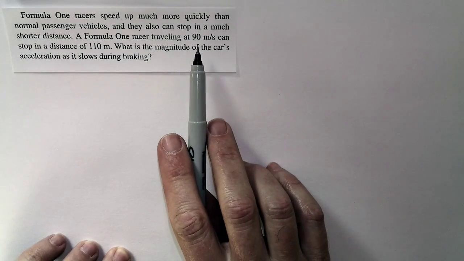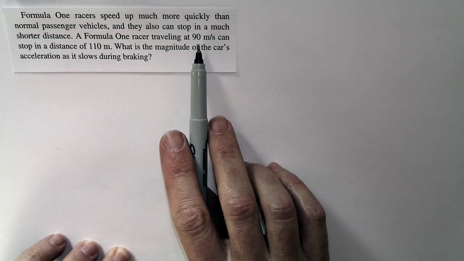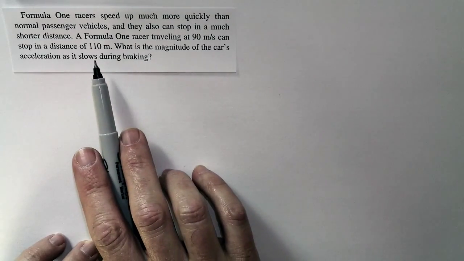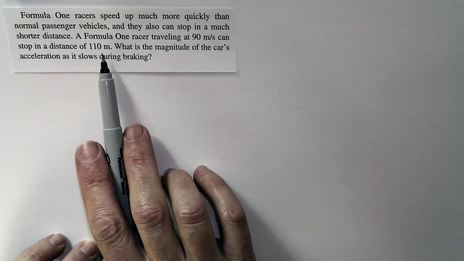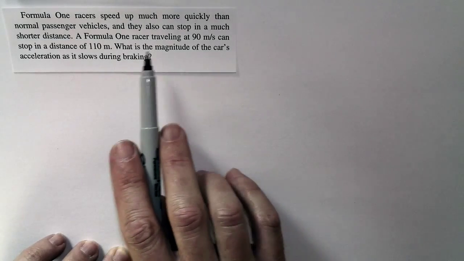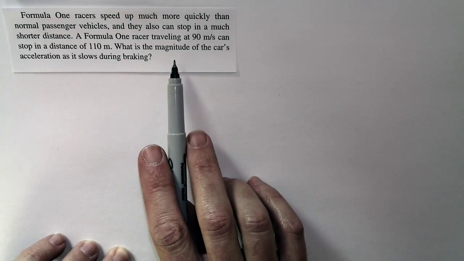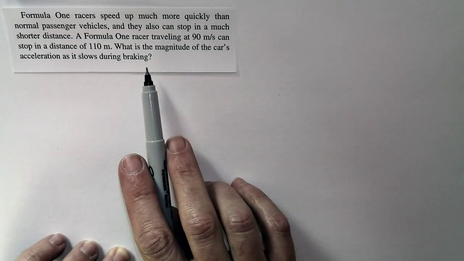Now, this particular car is traveling at 90 meters per second, which is about 200 miles per hour. It comes to rest over a distance of about 110 meters. That's just a bit more than a football field. So it sounds to me like this is going to be a very large acceleration. We're supposed to find the magnitude of the acceleration as it slows during braking.